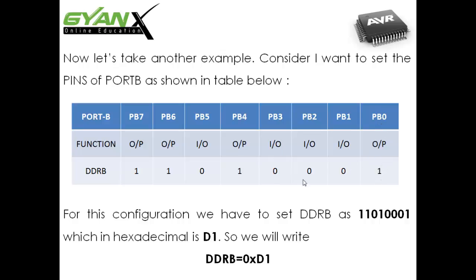So for this configuration we have to set DDRB as 11010001, which in hexadecimal is D1, where the 4 bits 1101 denote D and the last bits are a 1. So we write it as DDRB is equal to 0xD1. In the same way you can assign different patterns to the pins. This is the way you give the data direction to the register pin-wise or otherwise.